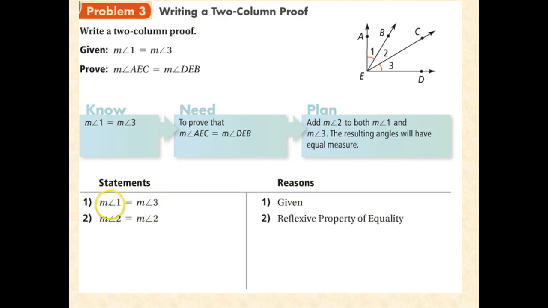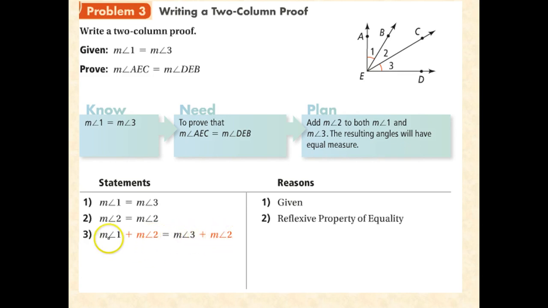And if I want to be able to add two numbers together, say I want to do measure of angle 1 plus measure of angle 2 is equal to measure of angle 3 plus measure of angle 2, these all have to be numbers. And so I have to have stated at some point that these two numbers are equal. Because look what I'm going to do next. Now I'm going to say the measure of angle 1 plus the measure of angle 2 is equal to the measure of angle 3 plus the measure of angle 2.